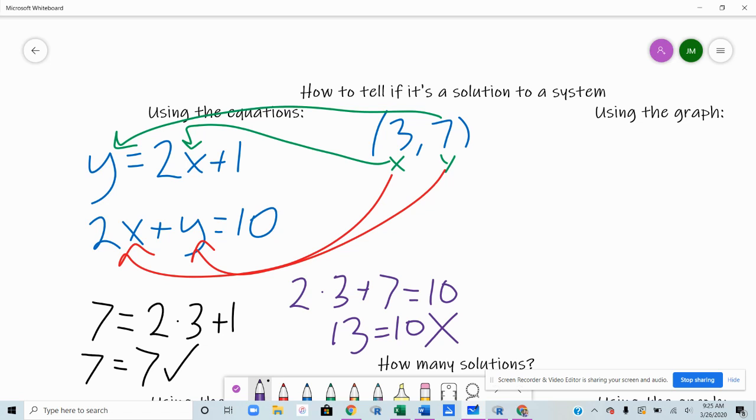So is the coordinate point 3, 7 a solution to the system? No, because it did not work for both. It has to work for both to be a solution to the system.